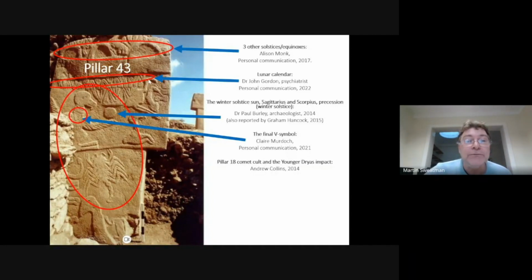This top line of V symbols here was discovered, if you like, by John Gordon, a psychiatrist who emailed me a few years ago about this. And as you can see, there are a few other contributions to this whole astronomical interpretation. So I'll finish there. Thank you very, very much, and I will take any questions that you have.